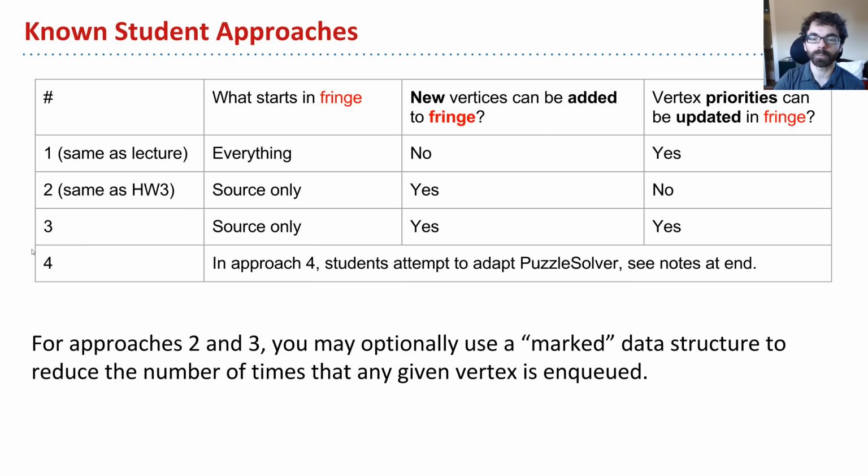This seems to be a somewhat less common approach than 1 and 2, and then there's finally approach 4. Now approach 4 is really just approach 2 in disguise, but in that case what you do is you attempt to adapt puzzle solver, and I'll have some notes at the very end of all these slides, and that'll be the last of the videos here. But that is going to basically just be homework 2 in a different flavor.